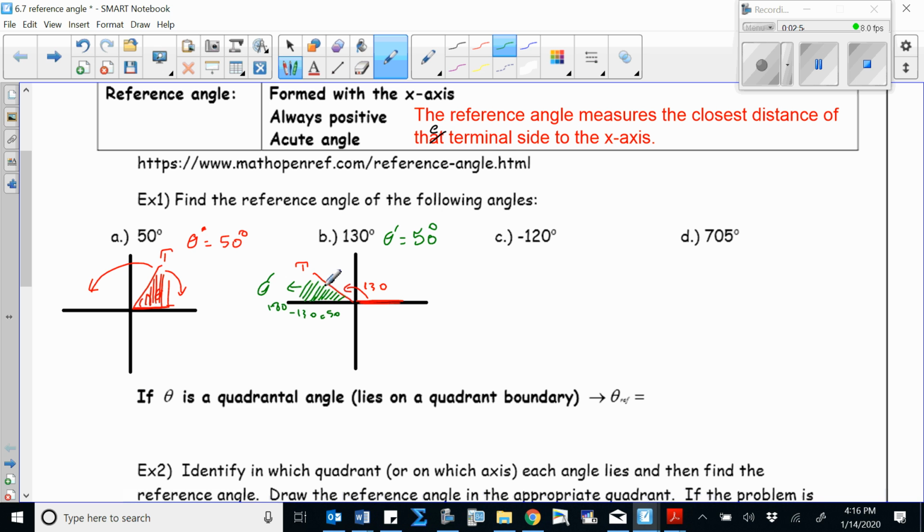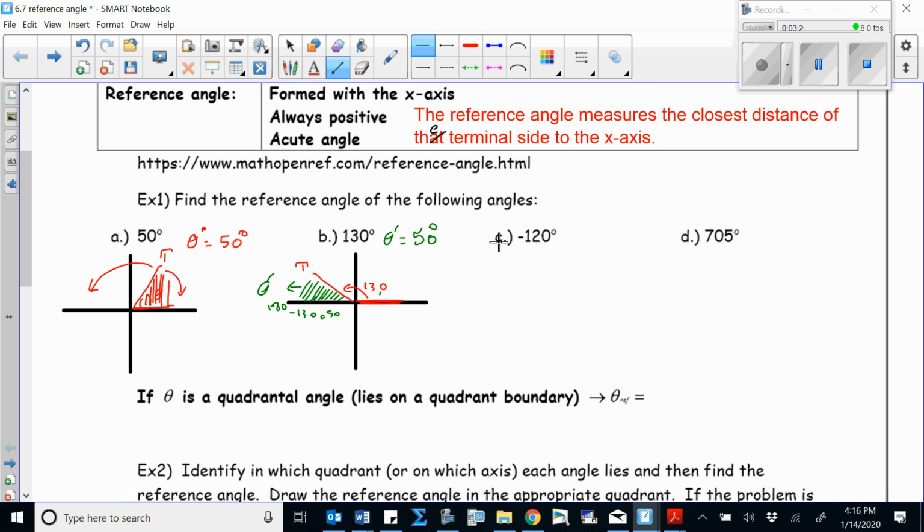Again, notice that we are taking the smallest one, and the angle which is made with the x-axis, not with the y-axis. So we're not going to take this side. We are going to take this side as the reference angle. And it's always an acute angle. So although my original angle is 130, an obtuse angle, I'm going to take the acute part of this line.